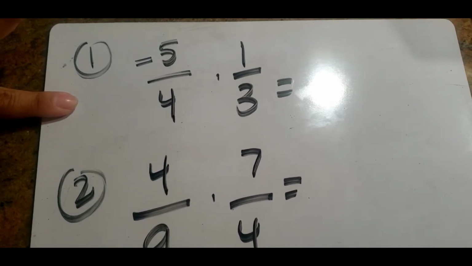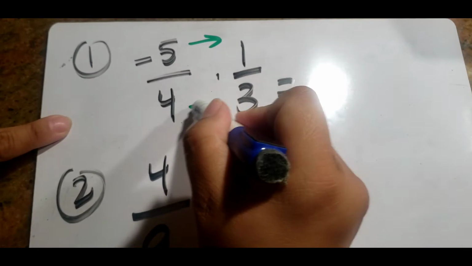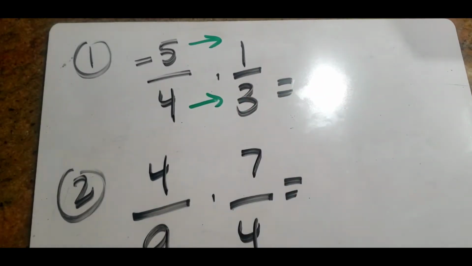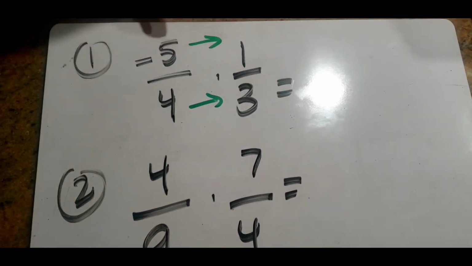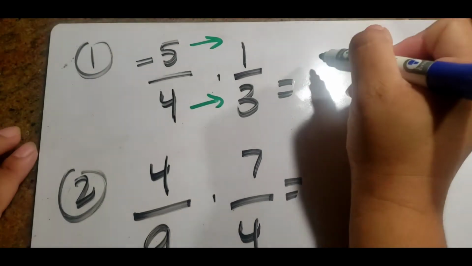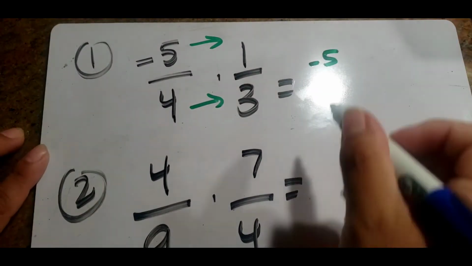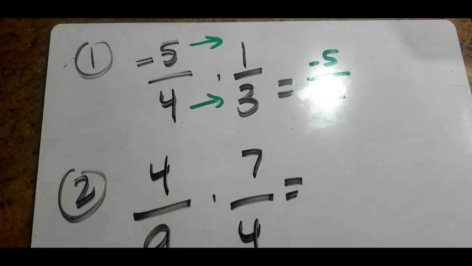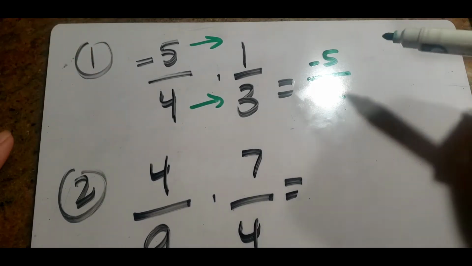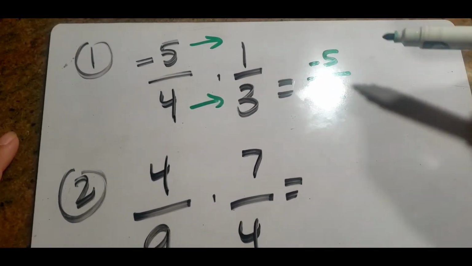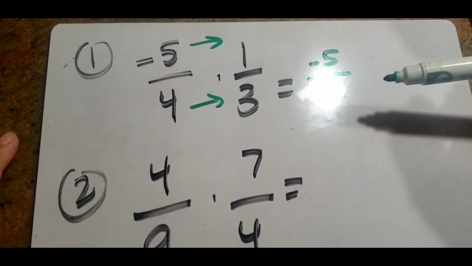When it comes to multiplying fractions, honestly, it's very straightforward. I always tell students, you just basically multiply straight across, okay? And then I'll show you a couple of tricks to simplifying, but basically I just multiply across. So -5 times 1 will give me -5, and 4 times 3 will give me 12. Okay, so I could just multiply straight across, and then when I look at my answer at the very end, I just want to make sure that it's always simplified, okay?